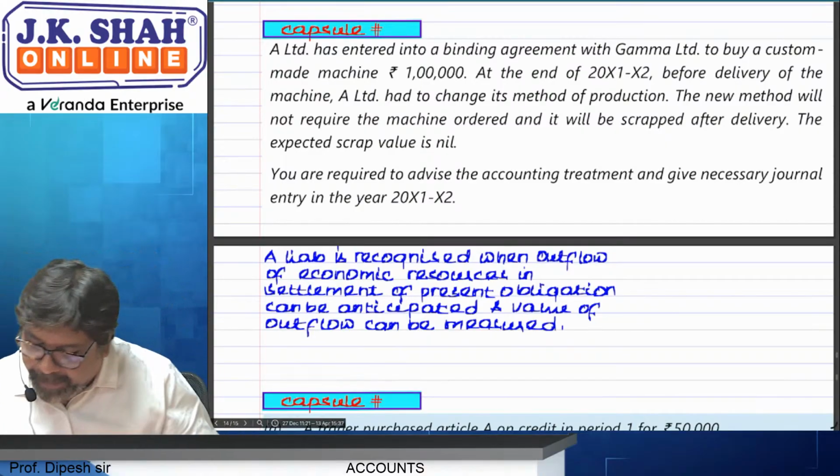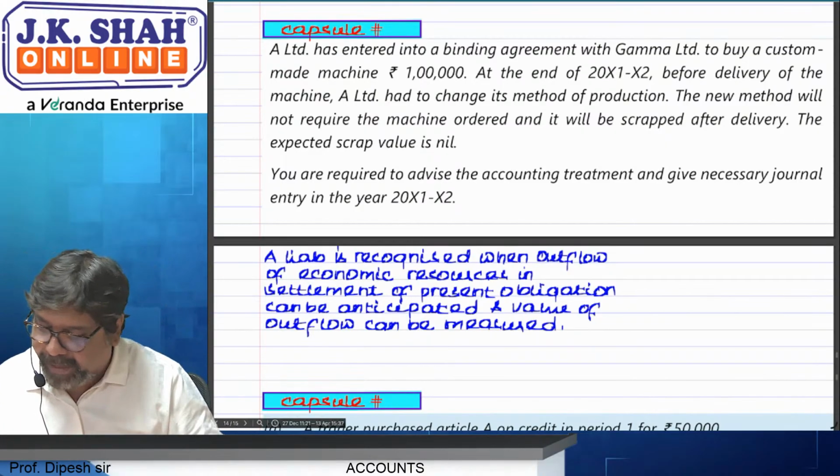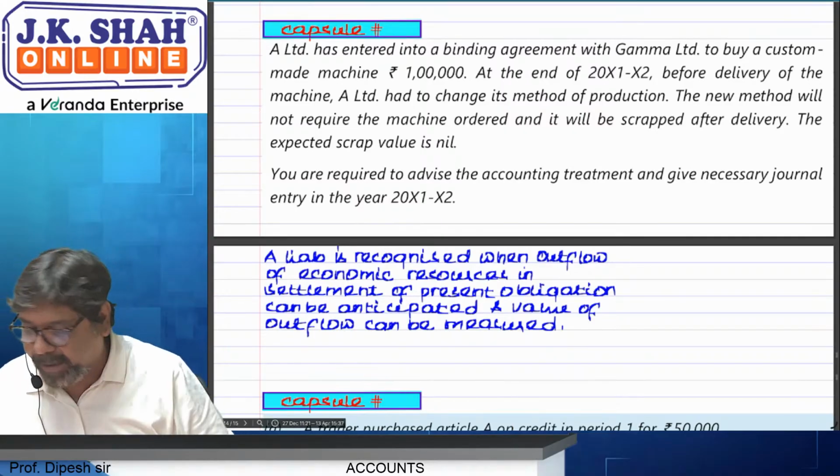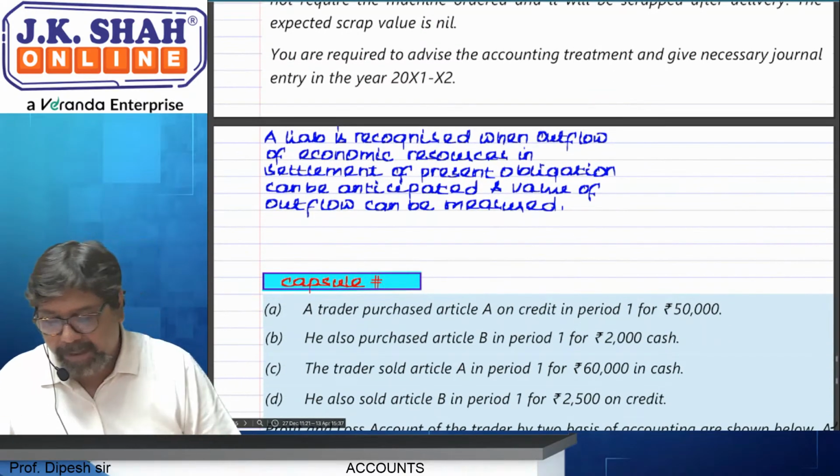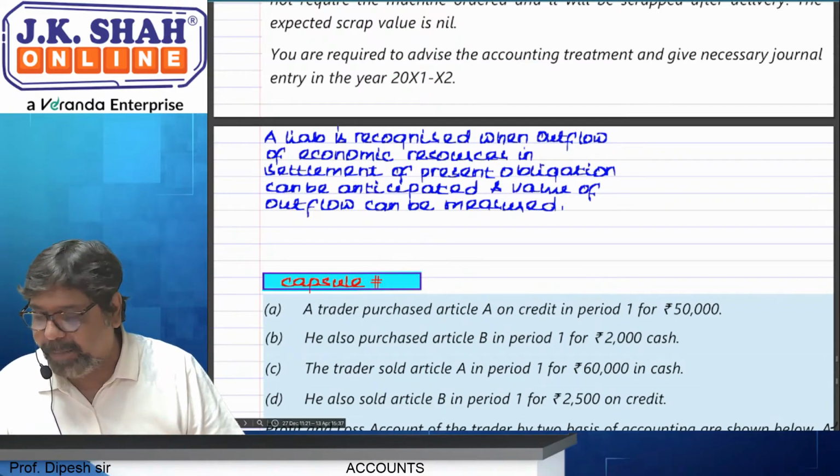So in this case, liability is recognized when outflow of economic resources in settlement of a present obligation can be anticipated, and second, the value of the outflow can be measured.